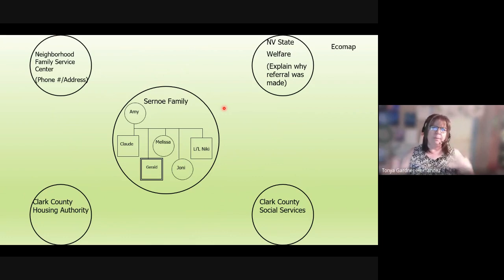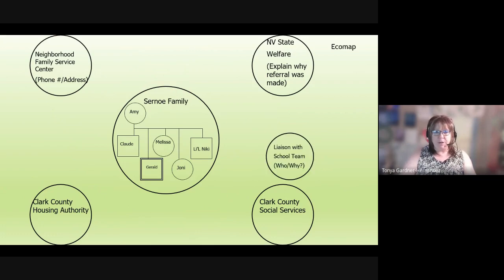And it would really depend on Amy and what she's wanting for her family, because we always start where the client is. So we have to start where Amy's head is at. And then Clark County Social Services, which would again help with different food banks and payment for rent, payment for utilities, payment for those type of things, while we're trying to get things stabilized for the family.